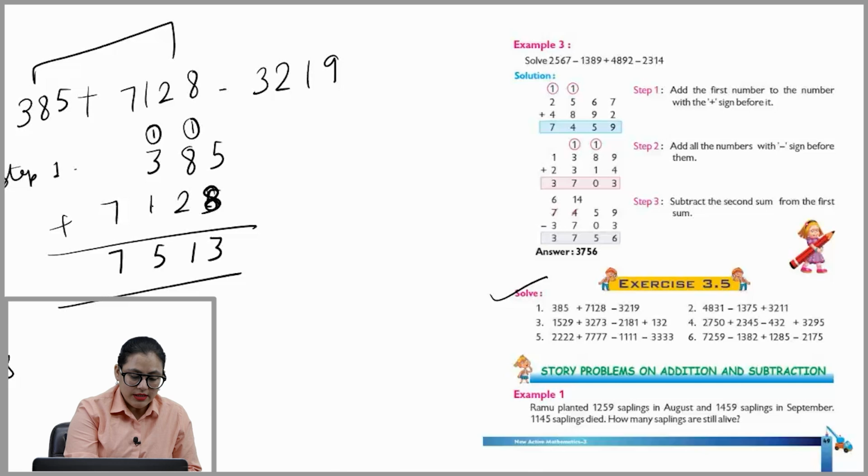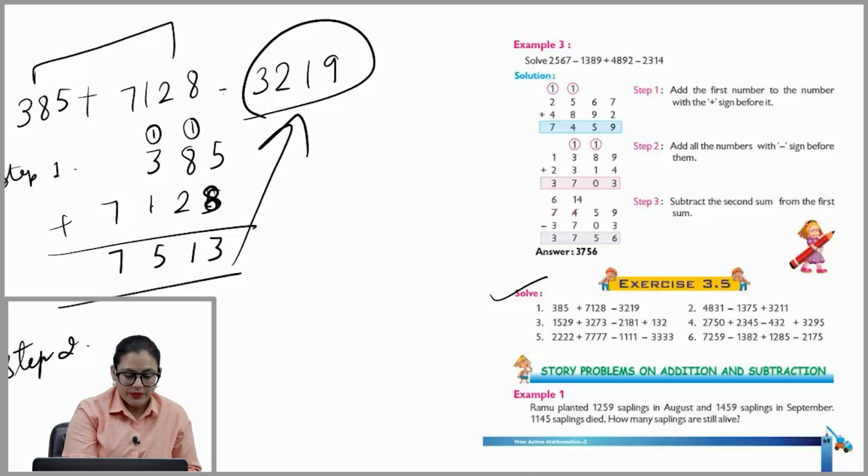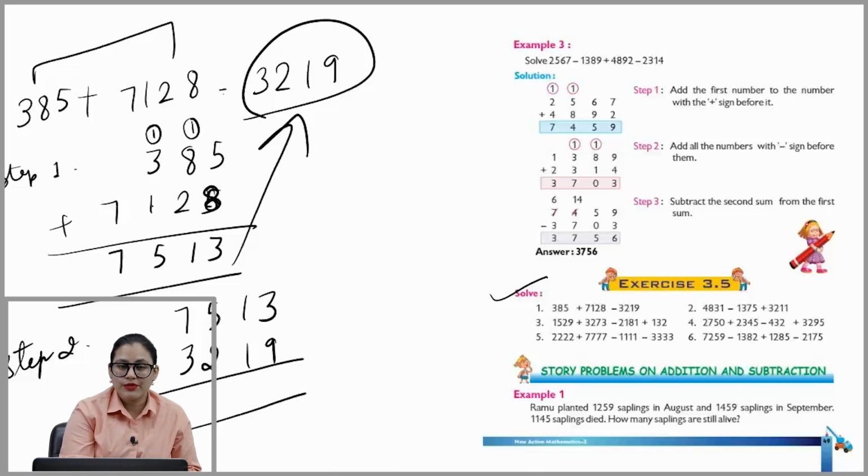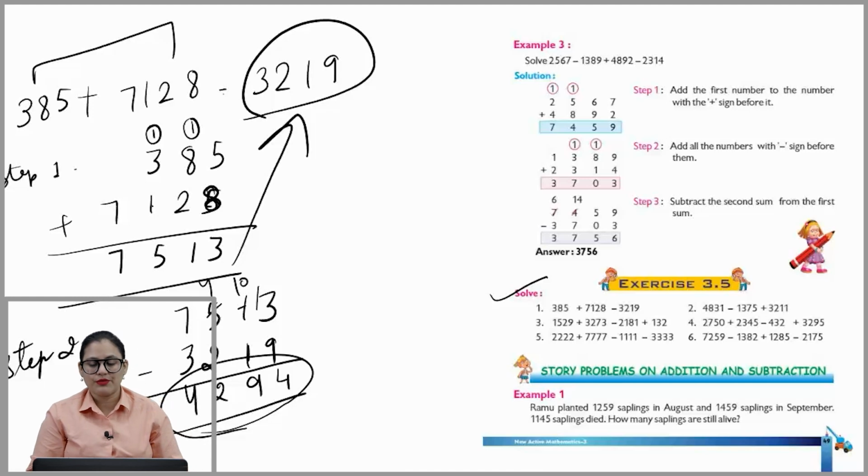Now, it's time to move on to step 2. Now, we will subtract this number from the sum, 3,219. You cannot subtract 9 from 3, so you will borrow from here. It becomes 0. 13 minus 9 is 4. Now, can we subtract 1 from 0? No. So, we will borrow from this place. It becomes 10, it will become 4. 10 minus 1 is 9, 4 minus 2 is 2, and 7 minus 3 is 4. So, 4,294 is the answer.